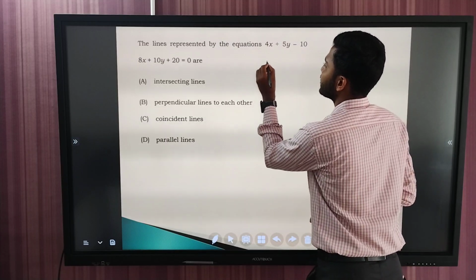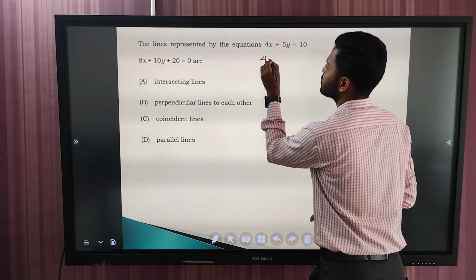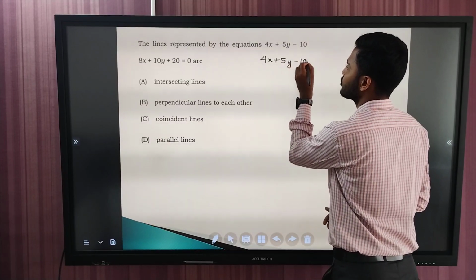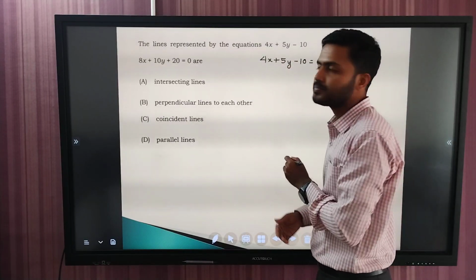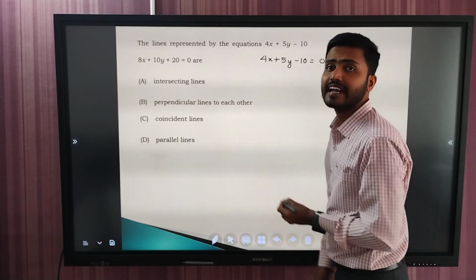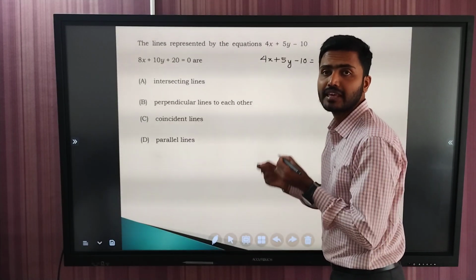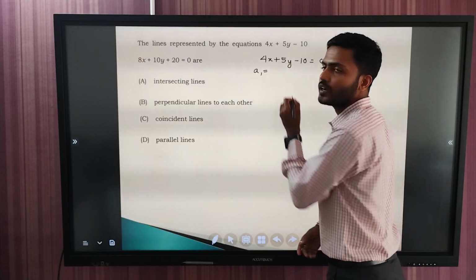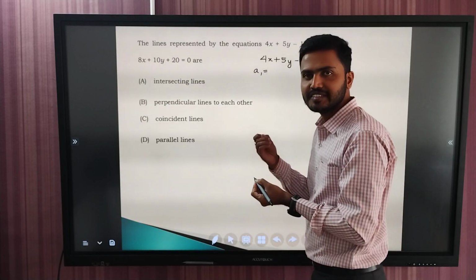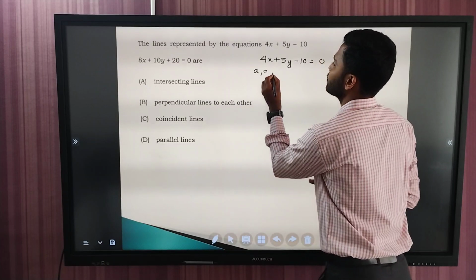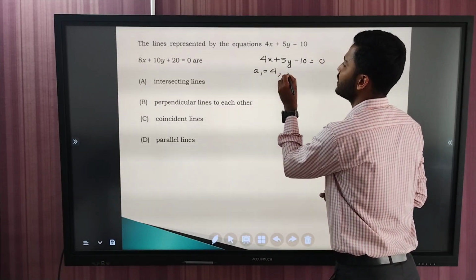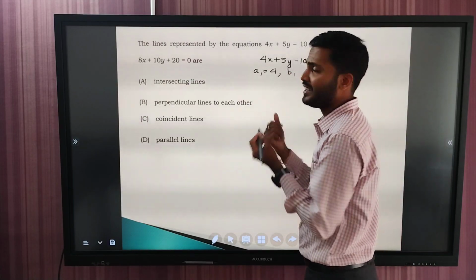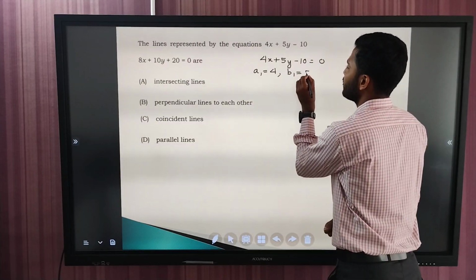Okay, so yes, we are having 4x plus 5y minus 10 is equal to 0, my dear students. So let us now write down the values of a1, b1 and c1. So a1 is going to be equal to, yes, it is going to be 4. So a1 is 4. Then what about b1? b1 is going to be 5. Very good. b1 is going to be 5.